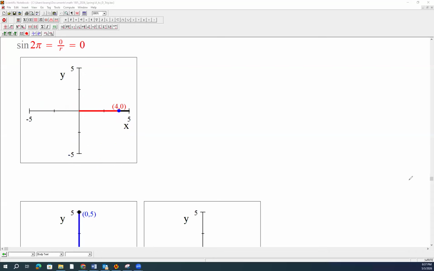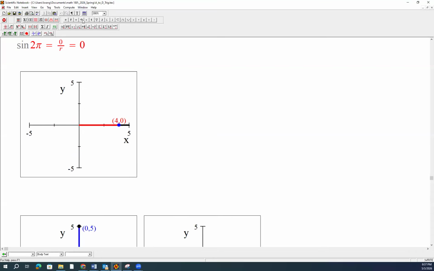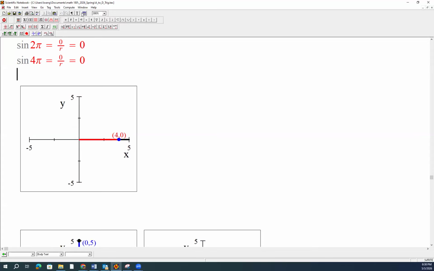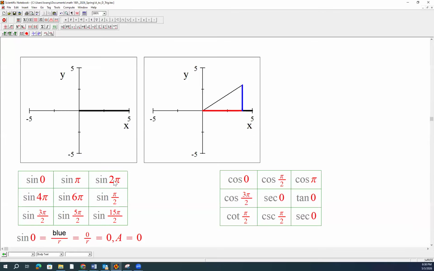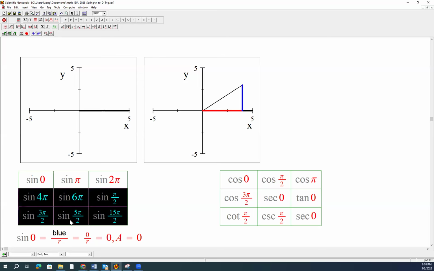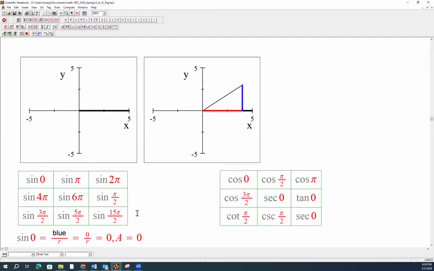Cleaned up. Okay? So sine of 4 pi will be the same, 0 over r equals 0. And sine of 6 pi would also be the same, equals 0. Okay? So by this time, we have taken care of all these values, 0, pi, 2 pi, 4 pi, 6 pi, and we're left with pi over 2, 3 pi over 2, 5 pi over 2, 15 pi over 2. What are we going to do with these values?